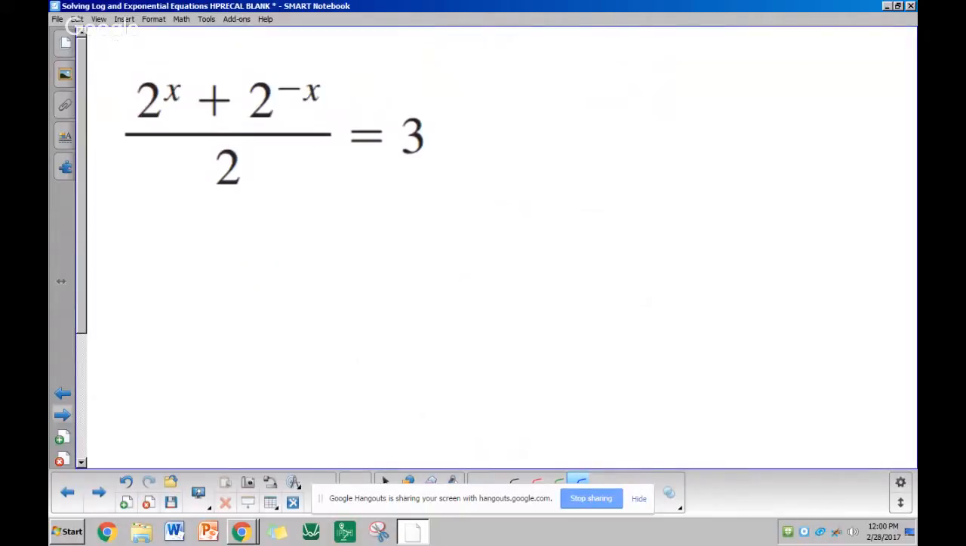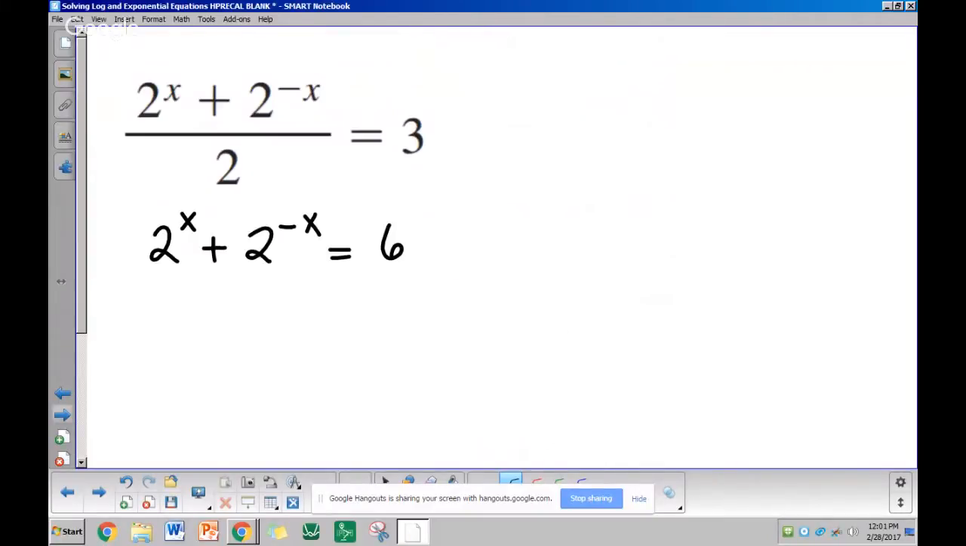Okay. So what are we going to do first? We're going to multiply by 2, right? Because we want to get rid of the denominator. And we'll say 2 to the x plus 2 to the negative x equals 6. Okay. And we can solve this graphically. We put it in the calculator and put one side in y1 and the other in y2. We get a solution. Okay, but algebraically, we need to figure it out.